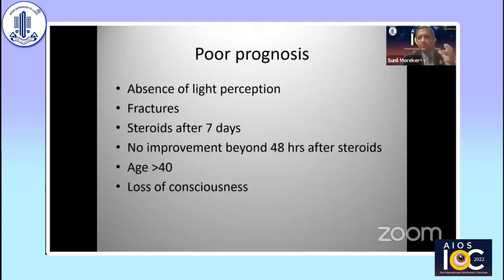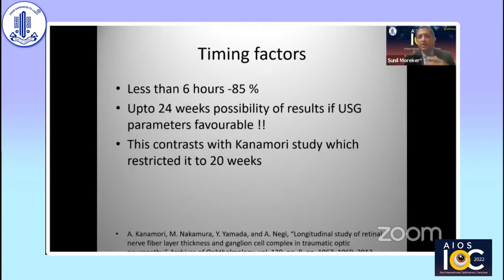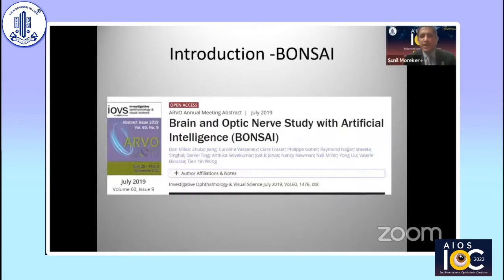Even all these, we used to look at as poor prognosis: absence of light perception, fractures, steroids. All this is passé because none of this now matters to me. What matters to me is that less than 6 hours, there's an 85% chance of vision. And up to 24 weeks, there is a possibility of result if the USG parameters are favorable. This is in contrast with the Kanamori study, which restricted it to 20 years. So up to 24 weeks, we have had a patient with no PL in whom we have got vision back.